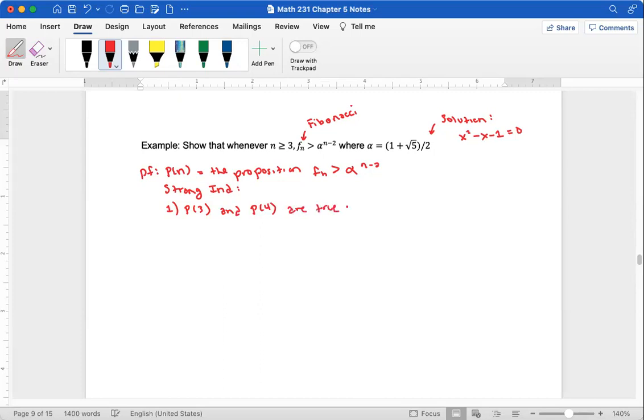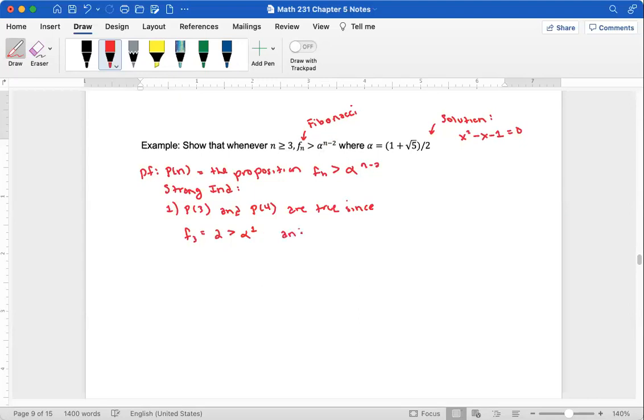And the reason they're true is P of 3 is based on the Fibonacci number f of 3, which we calculated earlier. If you go back and look at that, it happened to be 2. And that is bigger than alpha to the 3 minus 2, which is 1. And alpha to the 1 is approximately 1.6 or 1.5. So this is definitely bigger than alpha. Okay. So we're done. Cool.